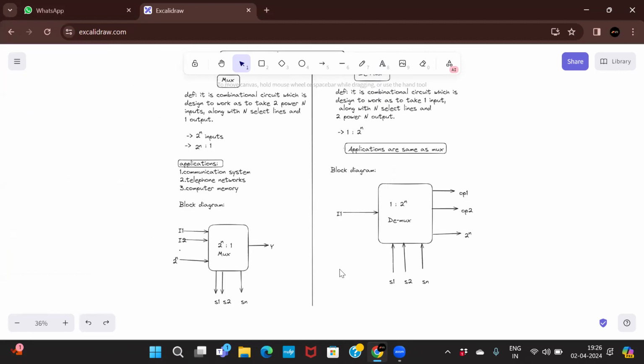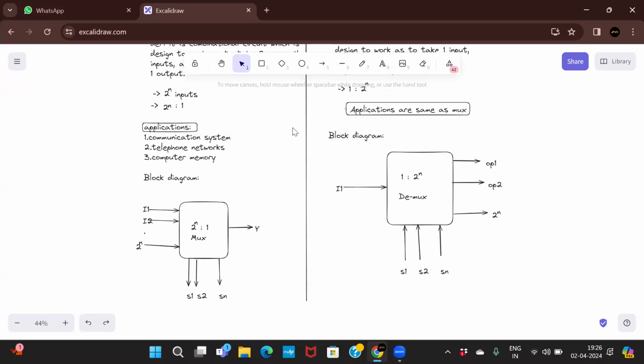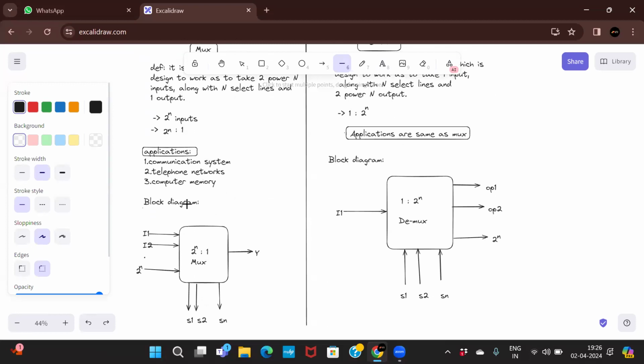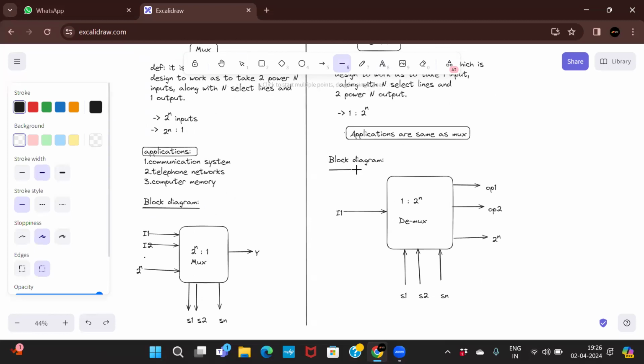Are you getting it? See the difference. Both are the same, just vice versa of mux. Here we have n number of inputs and get one output, and for that we need n number of select lines. In the demux, one input and n number of outputs along with n number of select lines. So these are the basic block diagram, definition, and application.